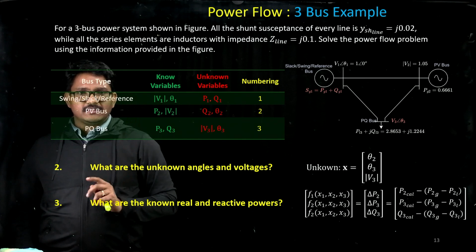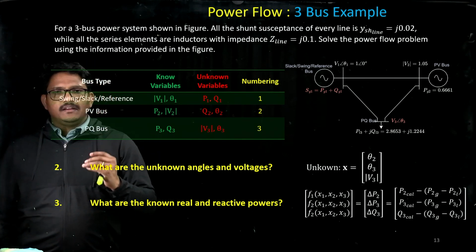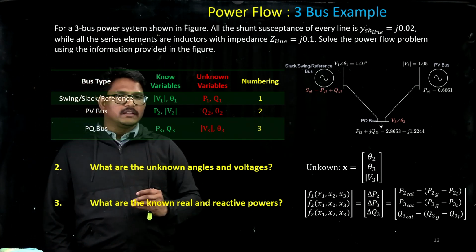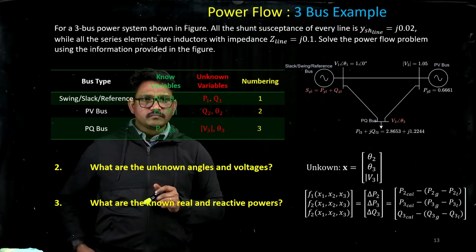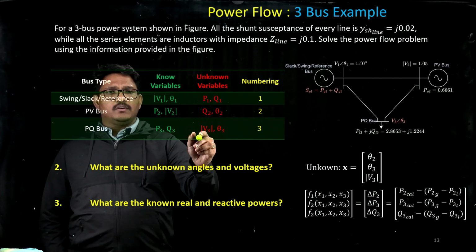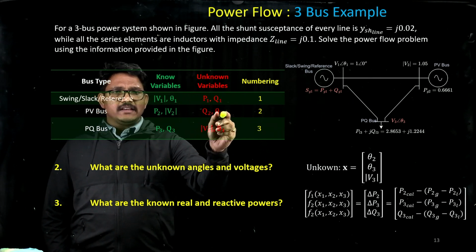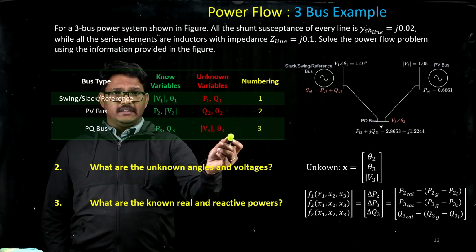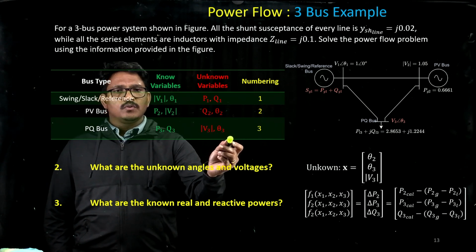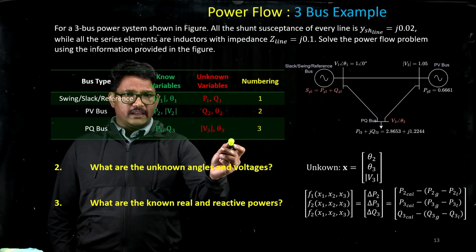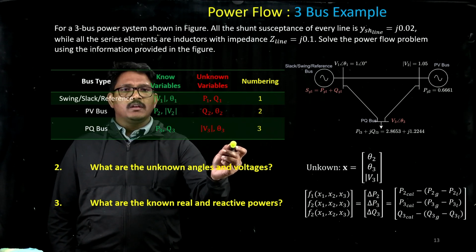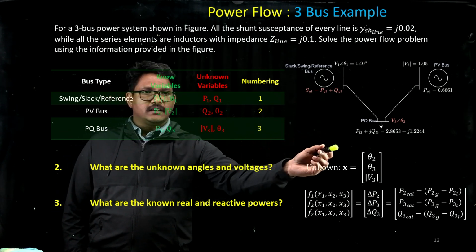Once you summarize, the second step in the power flow problem is identifying the unknown voltages and angles. Now you can look at the list of unknown variables, and the angles that you don't know are theta 2 and theta 3. In a way, you know only the angle at the slack bus, but you do not know the angles at all other buses. And now the unknown angles are theta 2 and theta 3.